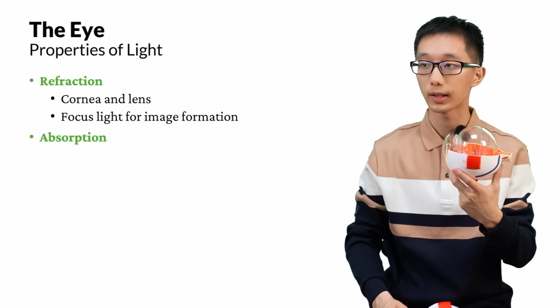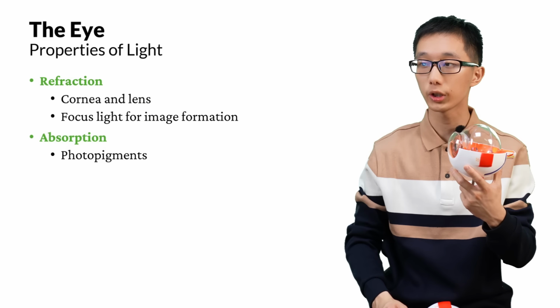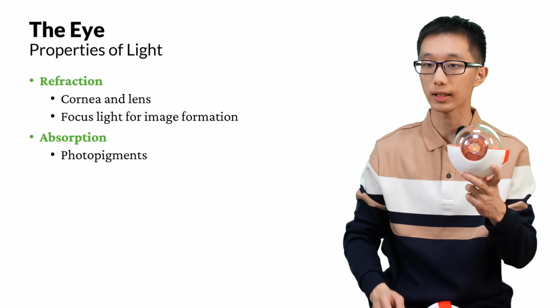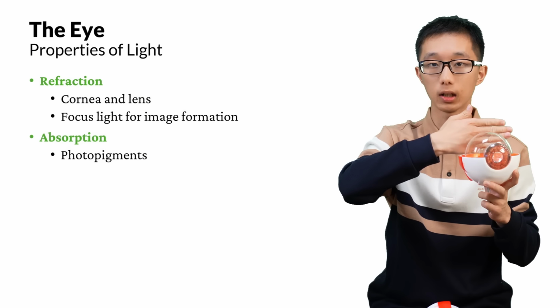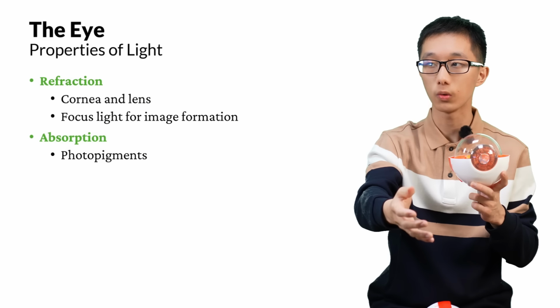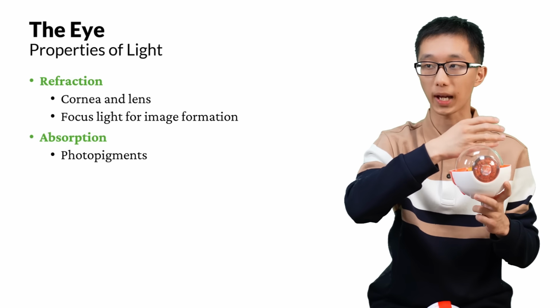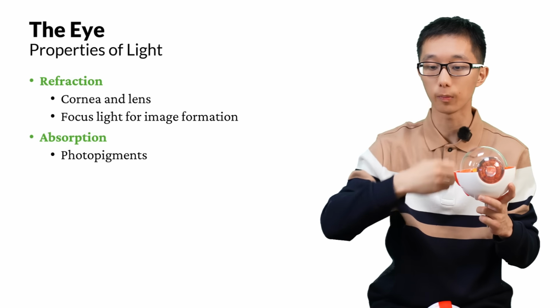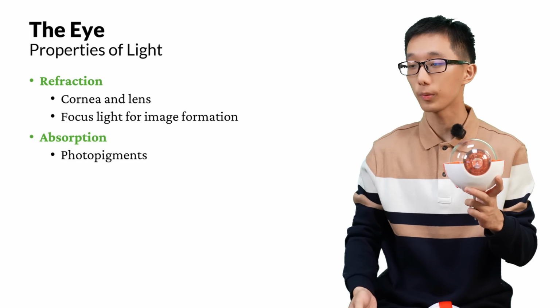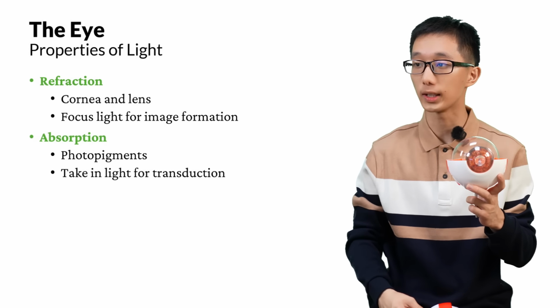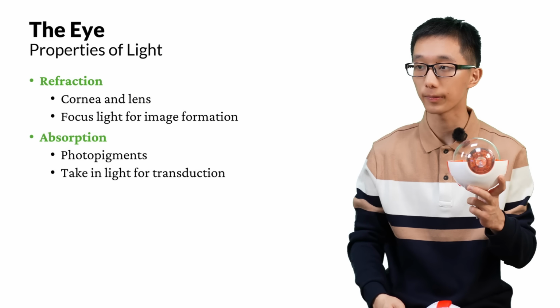Next, absorption. Absorption is achieved by photopigments inside the retina at the back of the eye. Light is shown, it is focused onto the back of the eye and absorbed by photopigments. The absorption by photopigments is essential for taking in light for transduction.